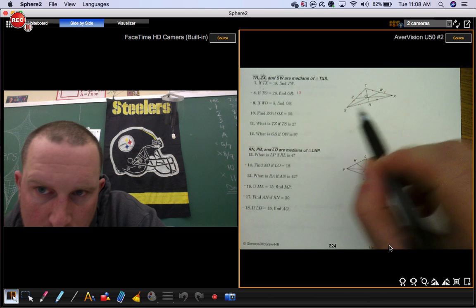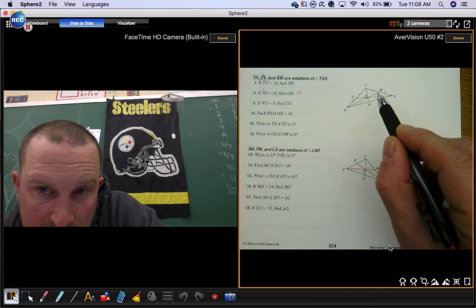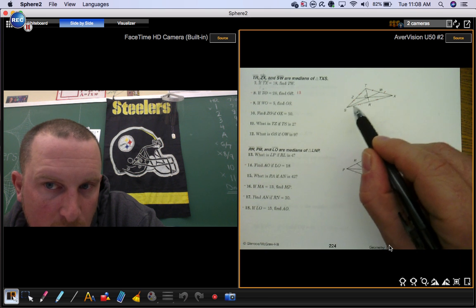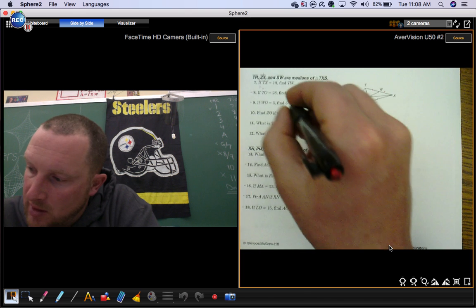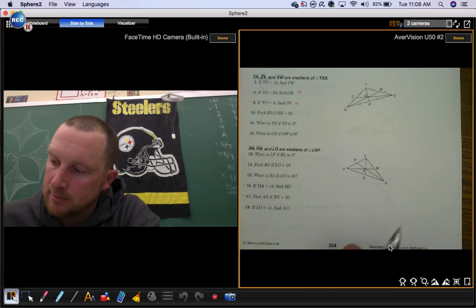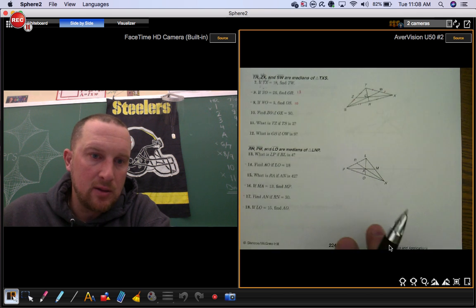What if W to O, that's the little part of the median again, a different median, let's say it's 5. How far is it from O to S? That's the bigger part of the median. If this is 5, this longer part is twice as big. It's 10. The rest of these are just like those two that we did.